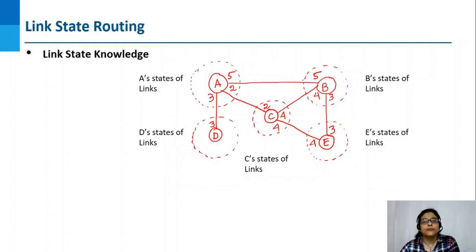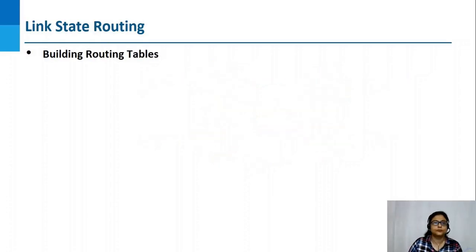Actually, all the nodes should have their state of knowledge. For example, A is connected to B with a cost of 5, A is connected to C with a cost of 2, and A is connected to D with a cost of 3. So A will have its own state of links like 5, 2, and 3. Similarly, D is connected to A with a cost of 3. So again, D will have its own state of links with cost 3. Similarly for C, B, and E. They all have their own states of links.